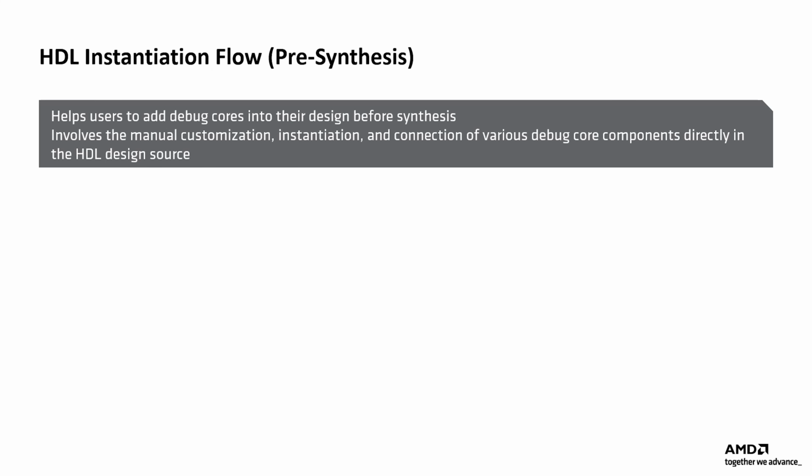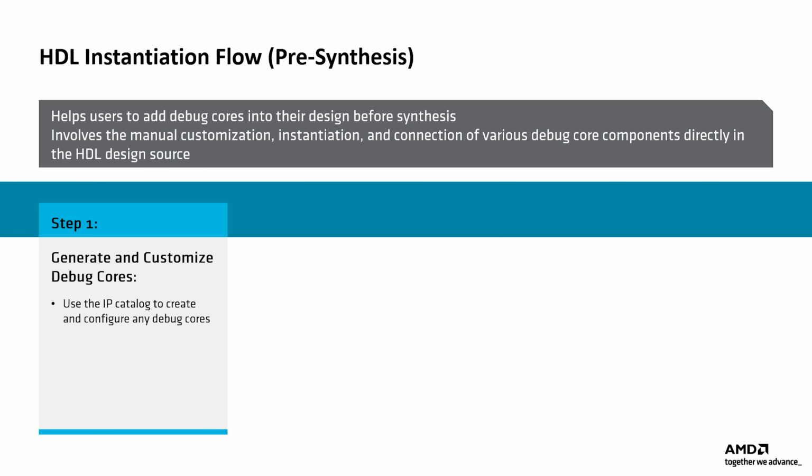The HDL instantiation probing flow involves the manual customization, instantiation, and connection of various debug core components directly in the HDL design source. Adding the debug cores in the design using the HDL instantiation flow involves different steps. Step 1. Generate and customize debug cores. Open the Vivado IP catalog and navigate to Debug and Verification, Debug, to locate the supported debug IPs, including the Integrated Logic Analyzer, ILA, JTAG to AXI Master, and Virtual Input-Output, VIO.